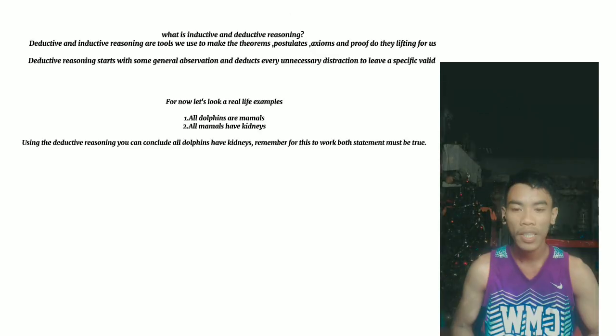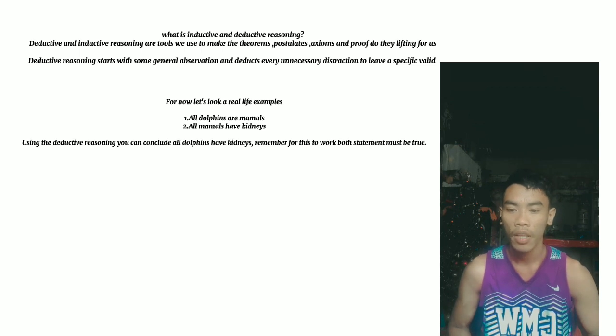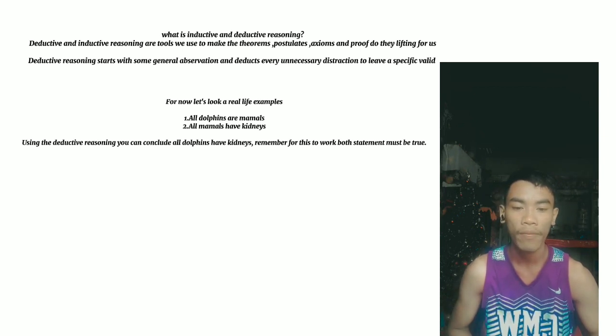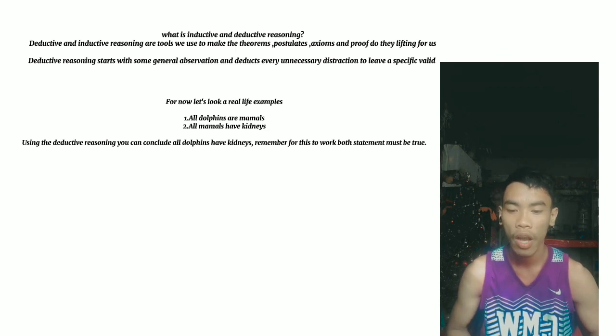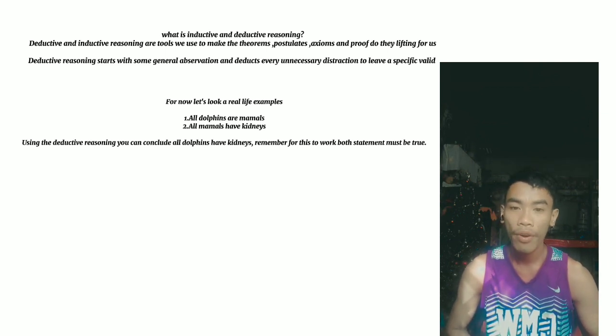And next, what is inductive and deductive reasoning? Inductive and deductive reasoning are tools we use to make the theorems, postulates, assumptions, and proofs do the lifting for us. To avoid confusing the two, remember that inductive reasoning starts with the specific and tries to create a general conclusion, which is usually not valid. And deductive reasoning starts with general observations and deducts every unnecessary distraction to leave a specific, valid conclusion. For now, let's look at a real life example.